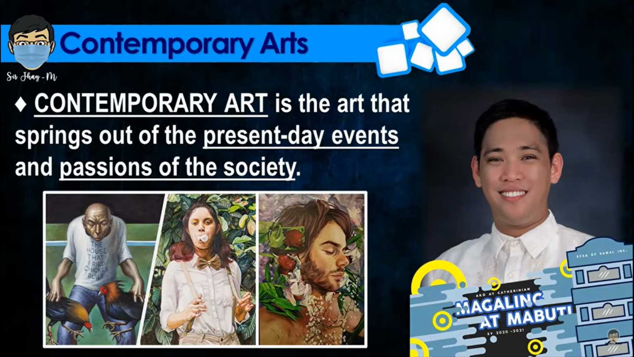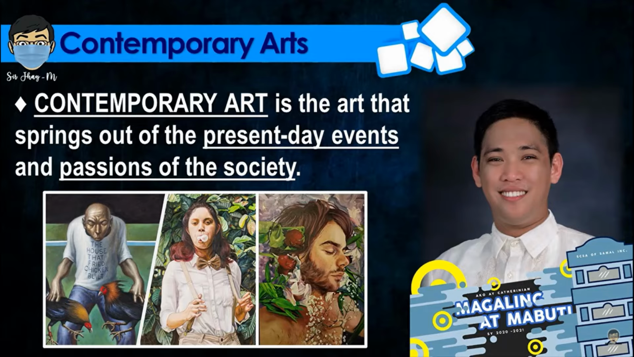Kaya madalas, napagpapalit ang modern art sa contemporary art. Ang akala ng karamihan, ang mga arts na ginawa sa kasalukuyan ay tinatawag na modern. But again, when we say modern art, these are the artworks that were produced in the 1860s hanggang 1960s or 1970s. Pero after that, ang sumunod na stage ay ang tinatawag nating contemporary art.